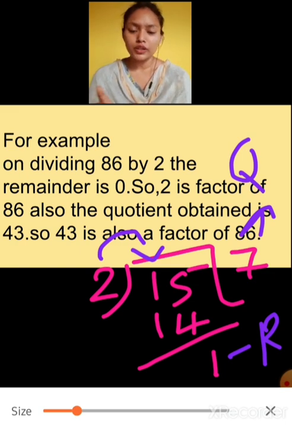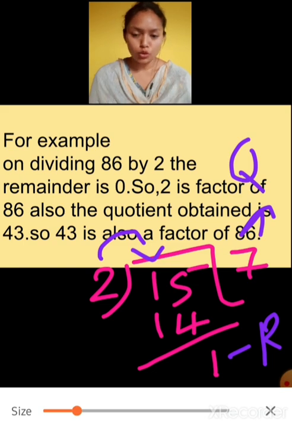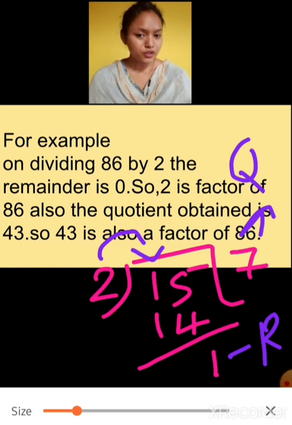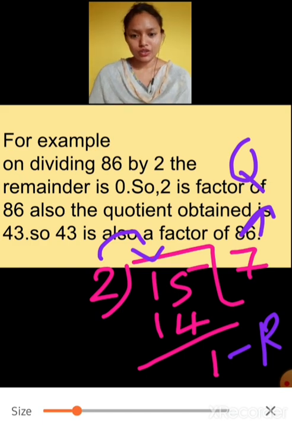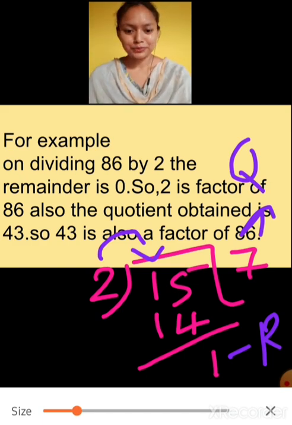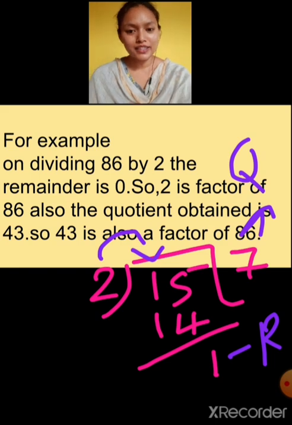So 2 and 7 are not factors of 15. You can also see: in the 2 table, does 15 come? No. In the 7 table, does 15 come? No. So 2 and 7 are not the factors of 15. Okay, so this is the factor.